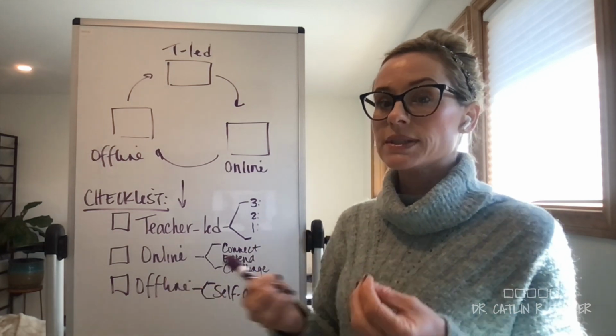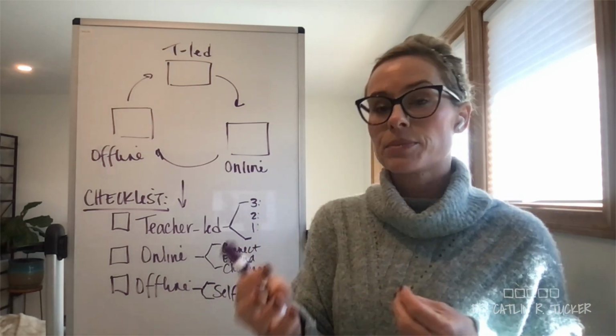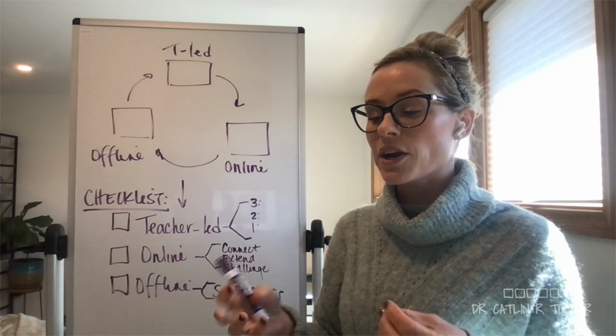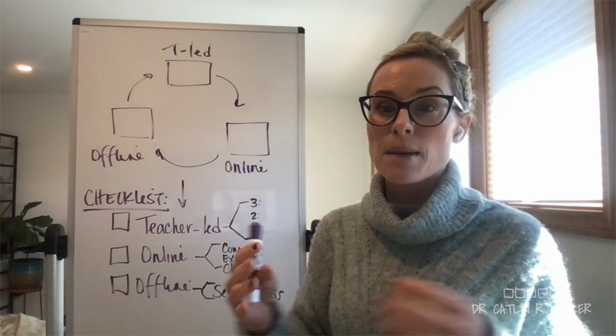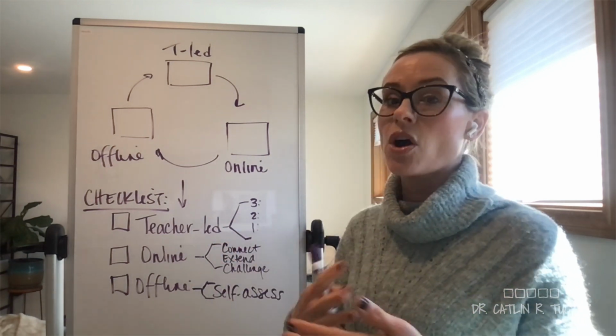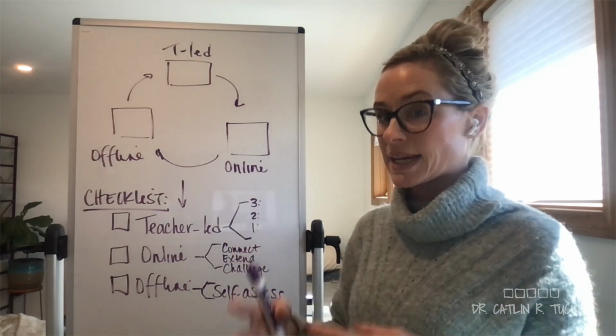So each of the students had a role. There was a summarizer and a predictor. There was a questioner and a clarifier. They would read a couple paragraphs, stop, and have a conversation. So very much an offline collaborative activity.